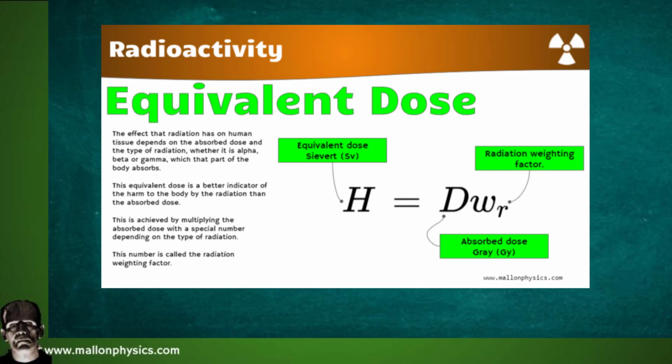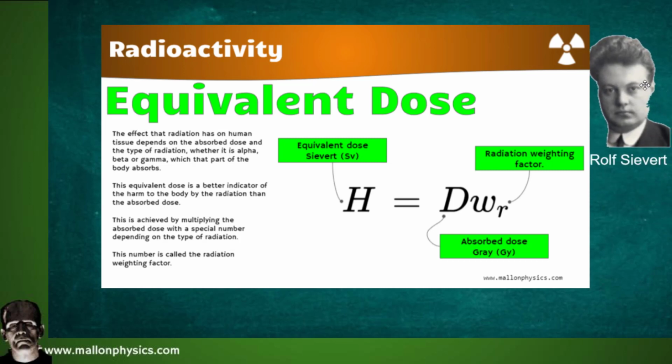So the equivalent dose is measured in sieverts, named after another famous scientist who studied radiation effect on humans, Rolf Sievert, and his name is given to the unit of equivalent dose, sievert, Sv. So we take the absorbed dose, measured in grey, and we multiply it by the radiation weighting factor, WR, and we then get what we call the equivalent dose.